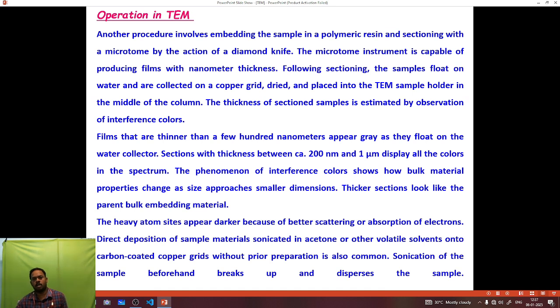So depending on the sample, we can go for different techniques for the grid specimen preparation. We can mechanically do the film formation to get a thin film of the sample of less than 100 nanometer. And if it is a colloidal solution, we can drop cast the solution on a grid. We can dry it, and it will form a thin film of the sample. Then we can place the specimen in the sample holder and analyze it.